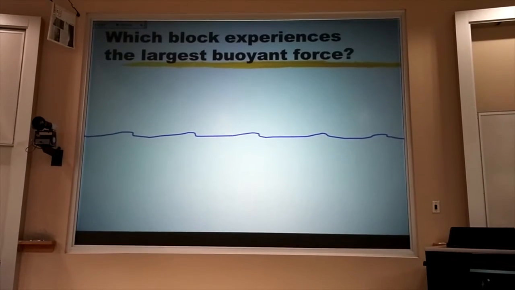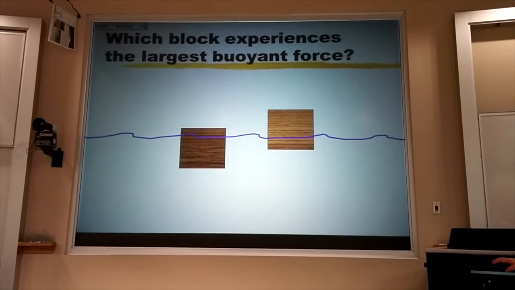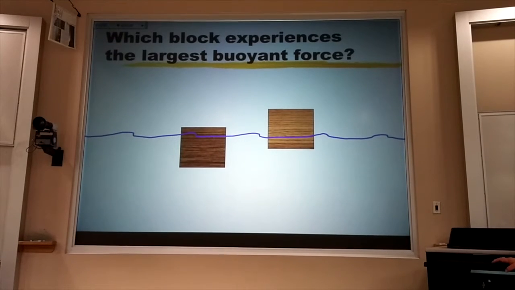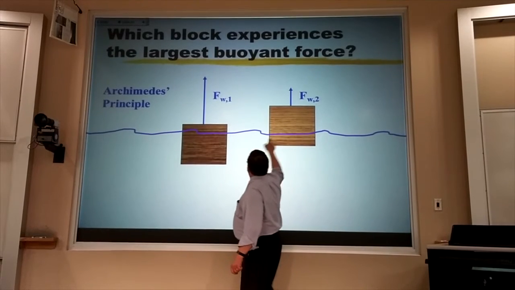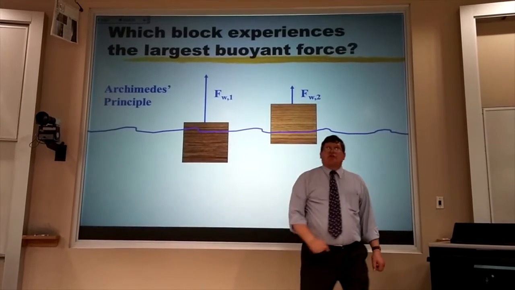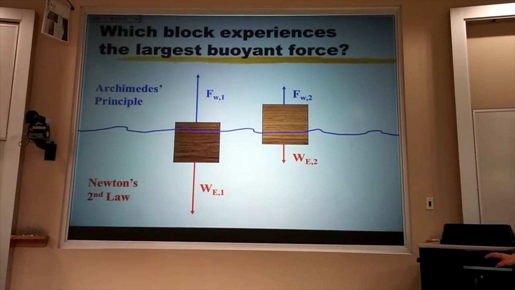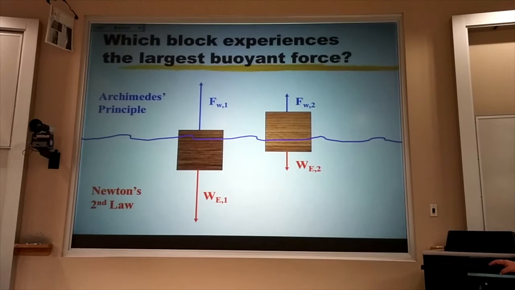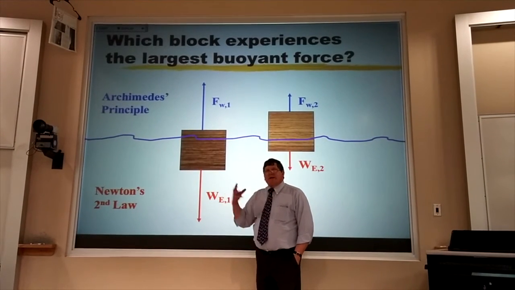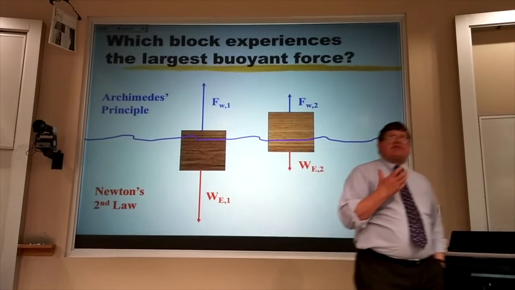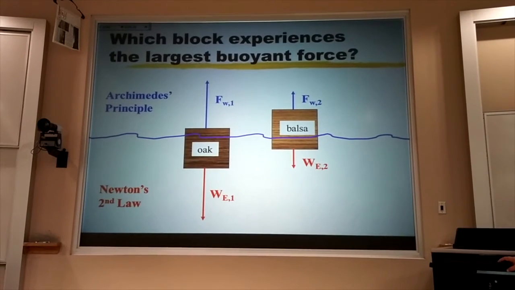Regardless of whether something sinks or floats, the buoyant force is going to be equal to the weight of the liquid displaced. This one is displacing much more liquid than this one, and so it has a much greater buoyant force. By Newton's second law, if they are floating, that buoyant force also has to be equal to the weight of the object. That means that these 2 blocks cannot be made out of the same kind of wood. The density has to be different for the 2.